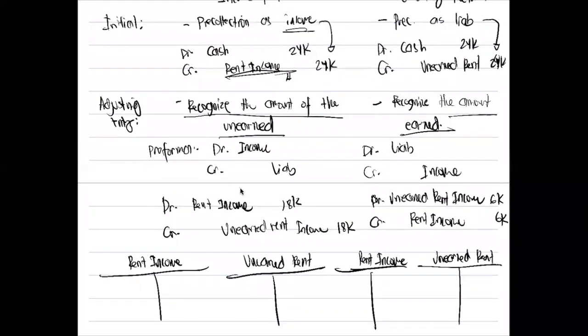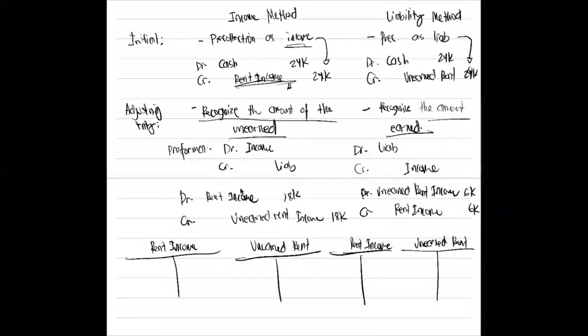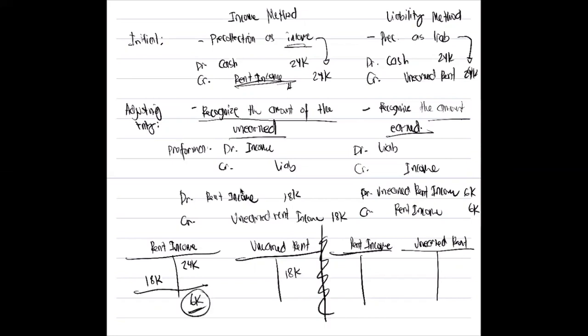Okay, so we start first with your income method. Ano yung initial entry natin? Debit, cash, credit, rent income. So, ika-credit mo daw yung rent income ng 24,000. Tapos, anong ginawa natin doon sa adjusting entry mo? Debit rent income, 18,000. Credit unearned rent income, 18,000. So, kunin natin yung balance natin. 24 less 18,000, 6,000. Tapos, unearned rent, 18,000.